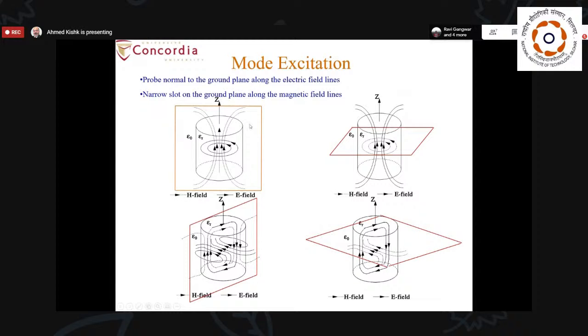And you have to remember that each one of these modes can be excited either by a probe or by a narrow slot. And we'll see what is the effect of using a probe for some modes and using a narrow slot.